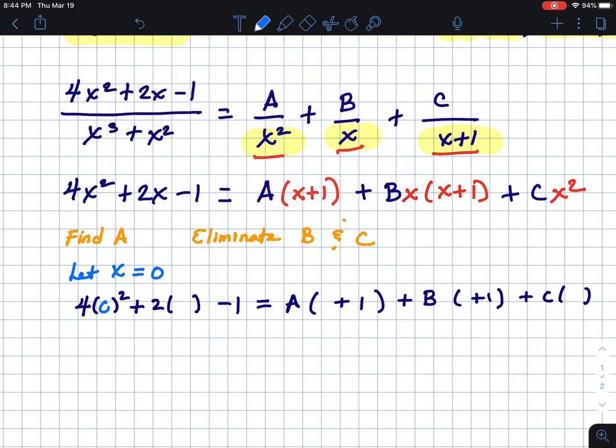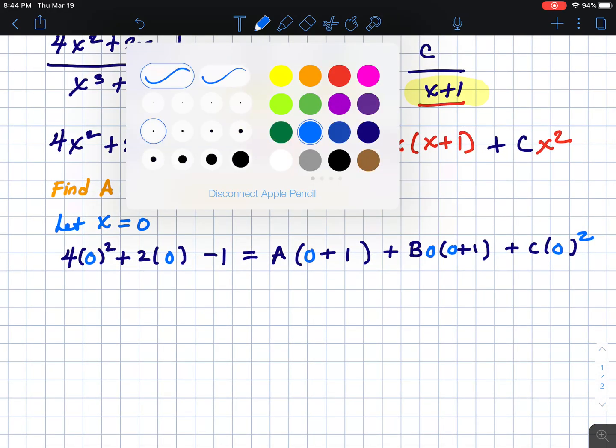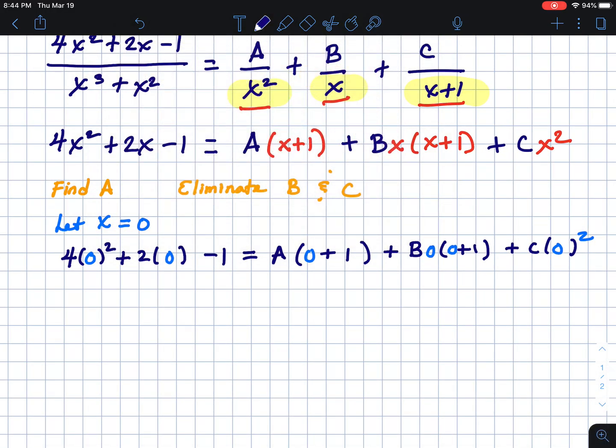So we're going to let x equal 0. We're plugging that in to where those x's were supposed to be. And then we get 0, 0, negative 1, equals A times 1 plus 0 plus 0. Therefore, negative 1 equals A.